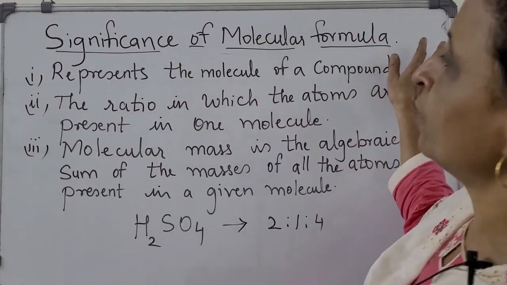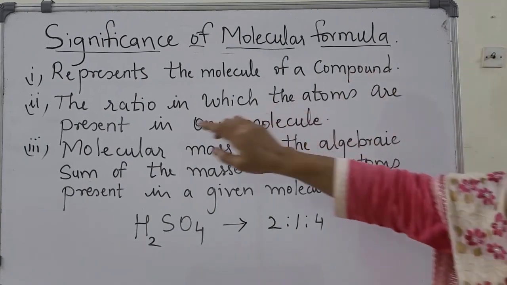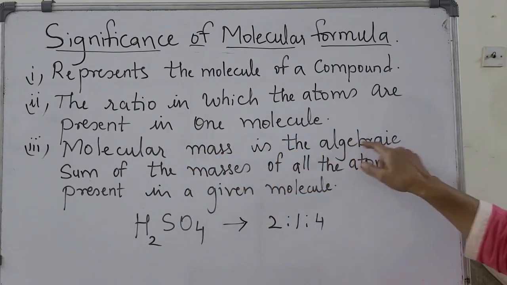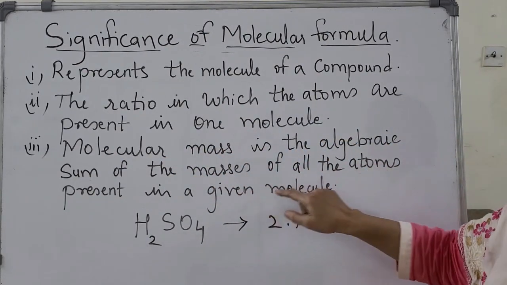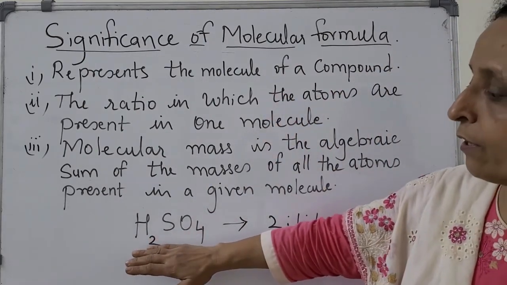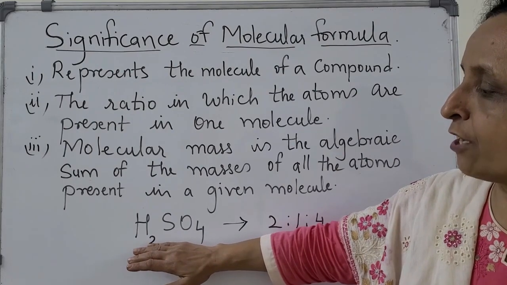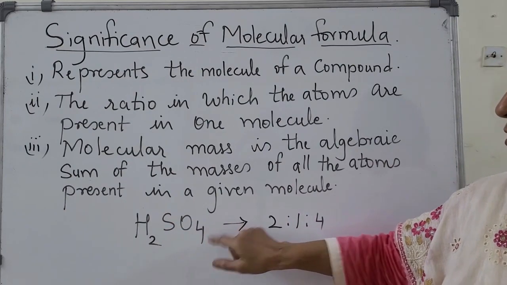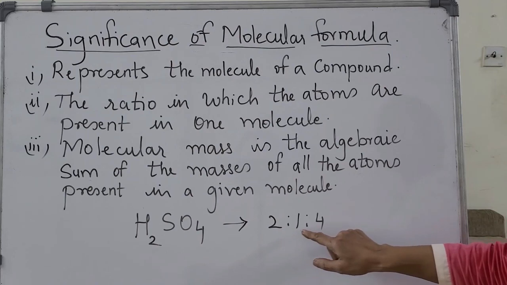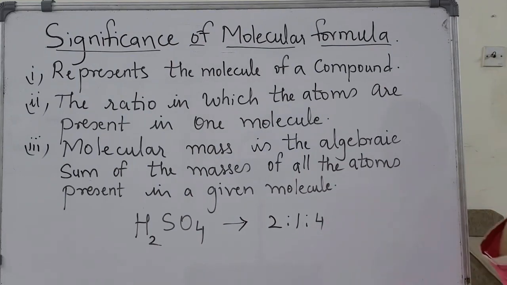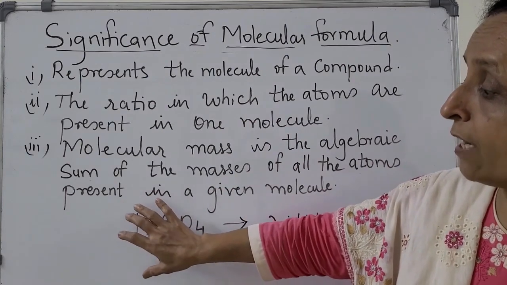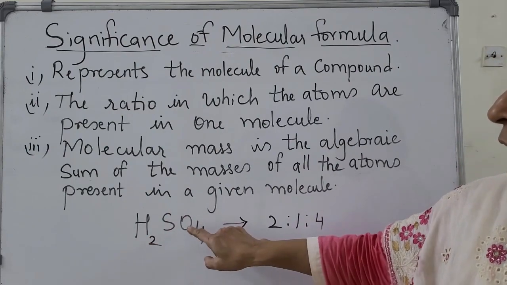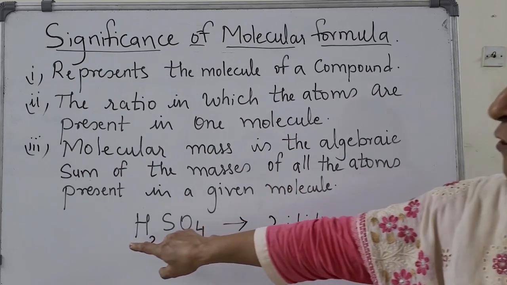Now the significance of the molecular formula. It represents the molecule of a compound, the ratio in which the atoms are present in one molecule. And the molecular mass is the algebraic sum of the masses of all the atoms present in the given molecule. Now look at H2SO4, that is sulfuric acid. How many atoms of hydrogen are present? 2. 1 sulfur and 4 oxygen. And here you can write 2:1:4, that is the ratio in which they are present. To find the molecular mass, the mass of H2SO4, you add the mass of hydrogen twice, the mass of sulfur, and 4 times the mass of oxygen, and you get the mass of sulfuric acid.